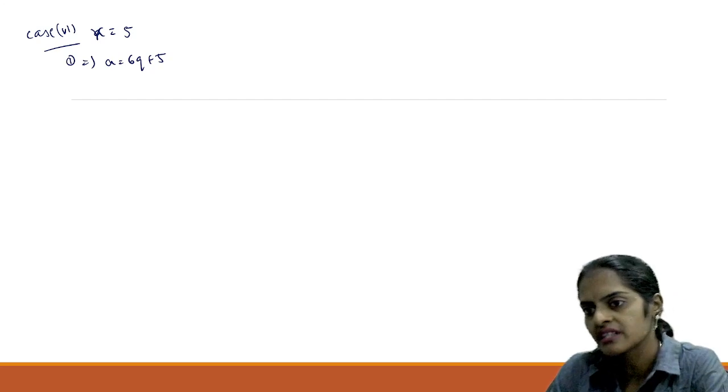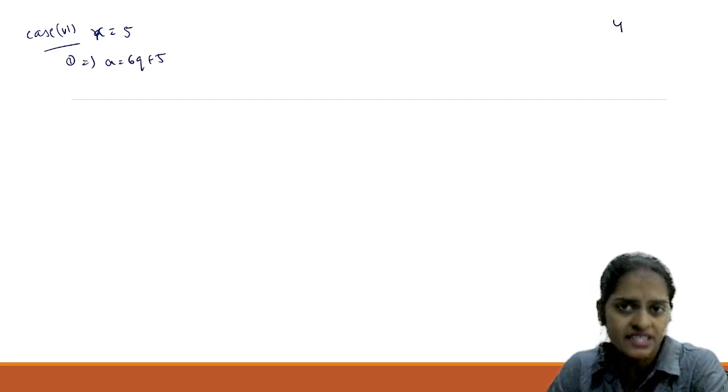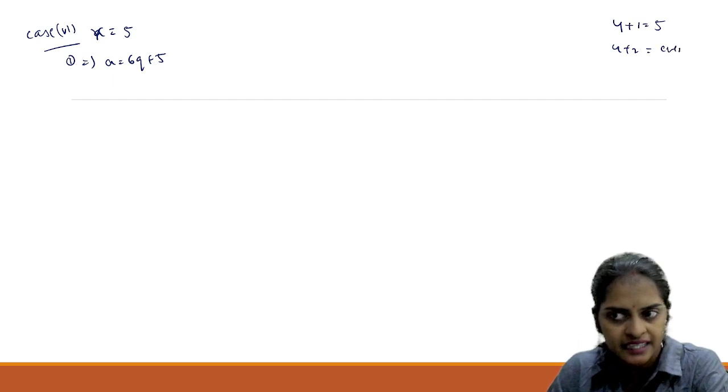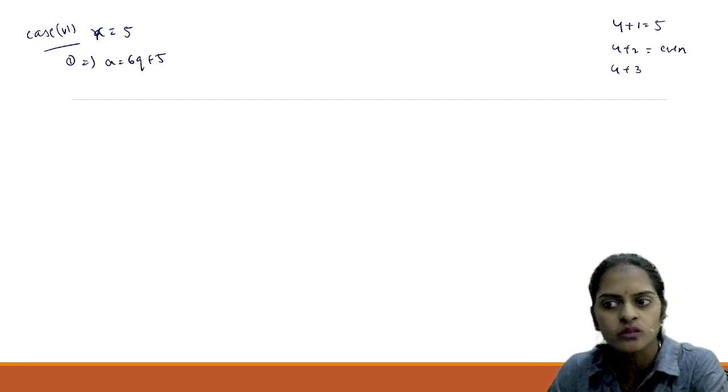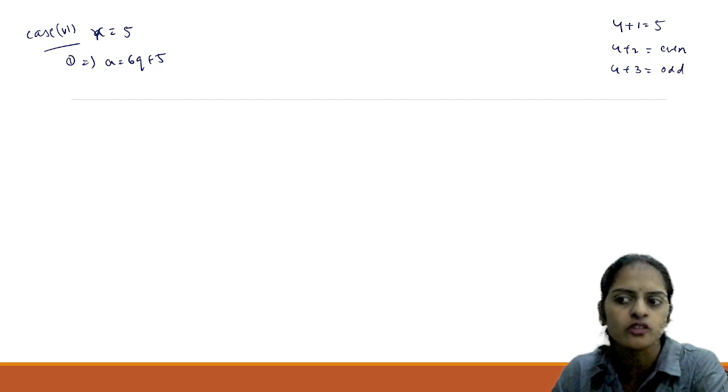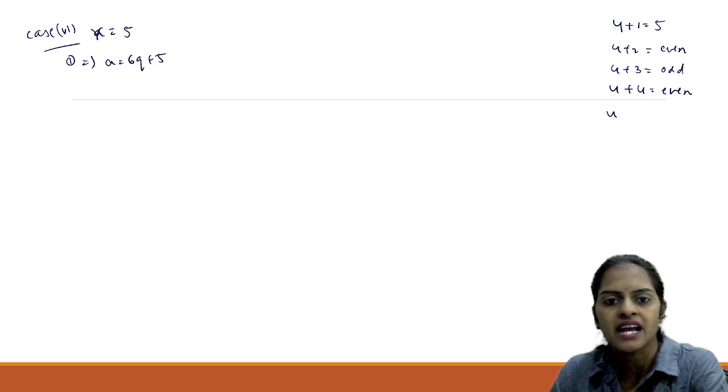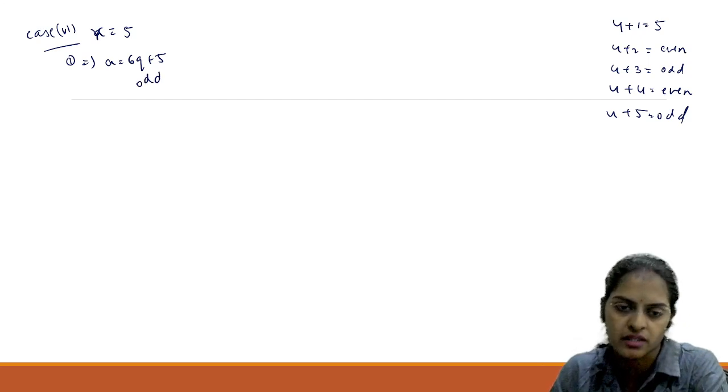Again, same logic I will tell you. If 4 is an even number, if I add 1 to it, it will become odd. If I add 2 to it, it will become even again. If I add 3 to it, it will become odd. Just now I told you. If I add 4 to it, it will become even. If I add 5 to it, what will it become? Odd. So this is basically an odd number.